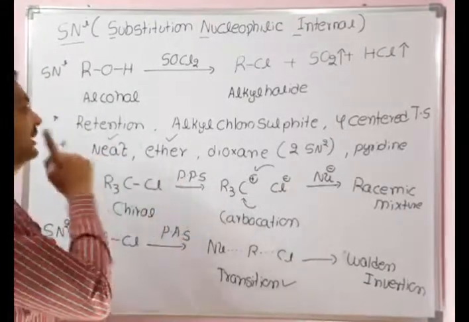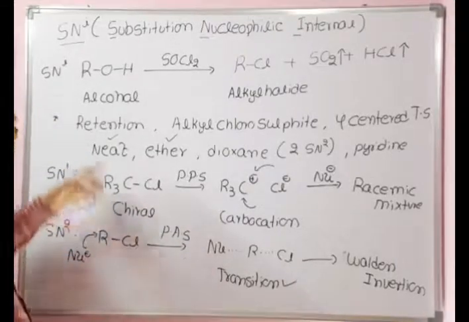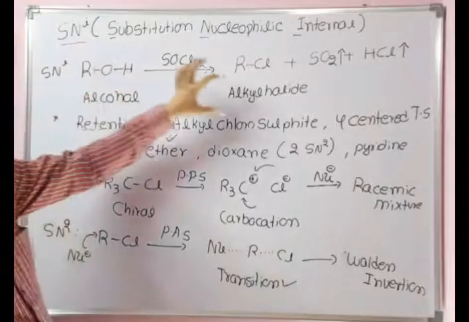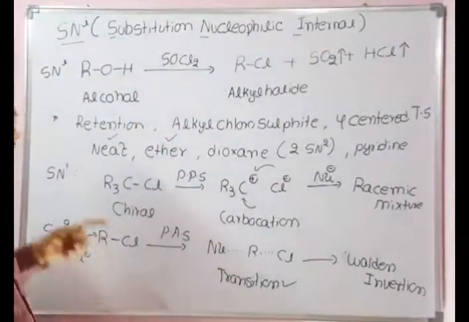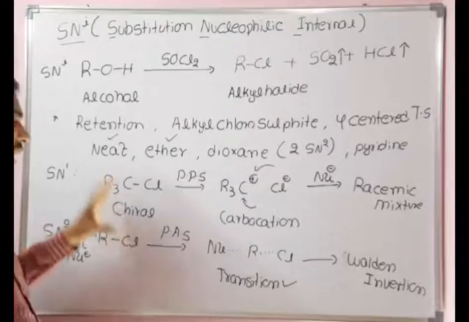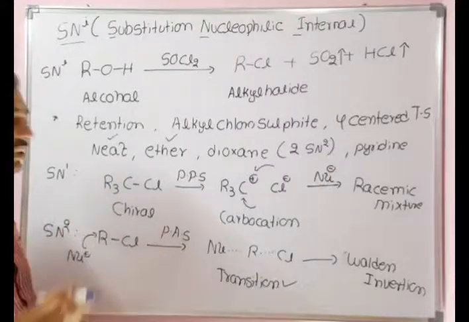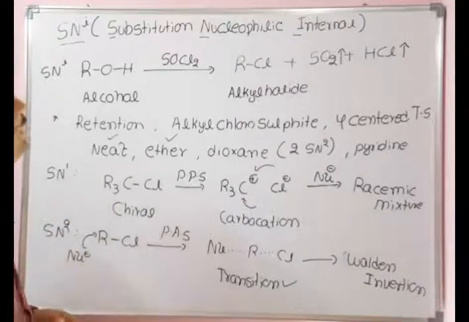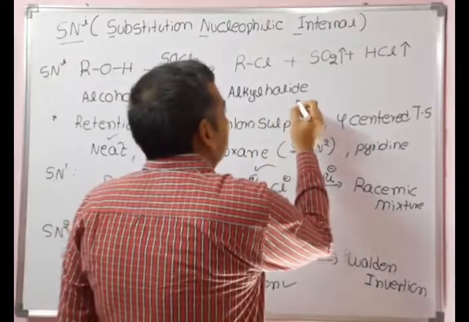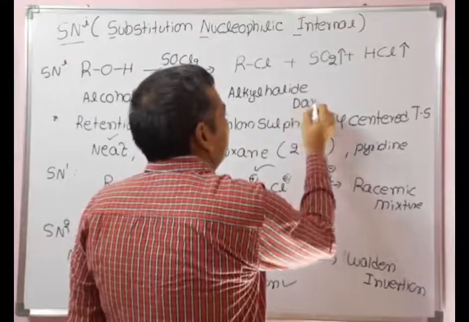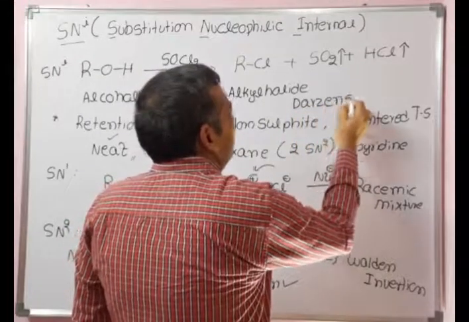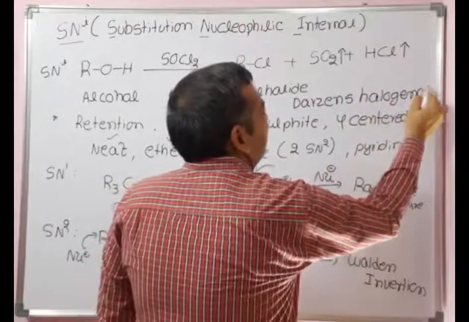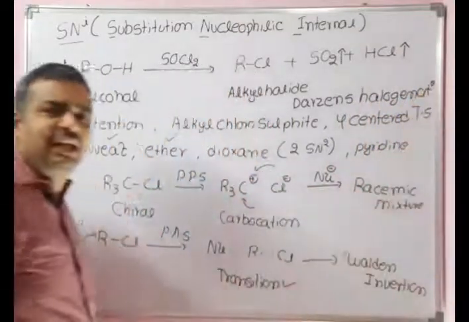And see one more difference. In the SNi reaction, we start with alcohols and get alkyl halides, whereas in SN1 and SN2, the starting material is alkyl halide. We start with the alkyl halide, whereas in SNi, the product is alkyl halide. The SNi reaction is also known as Darzens halogenation. This is an example of Darzens halogenation. Okay, so this is about the SNi reaction.